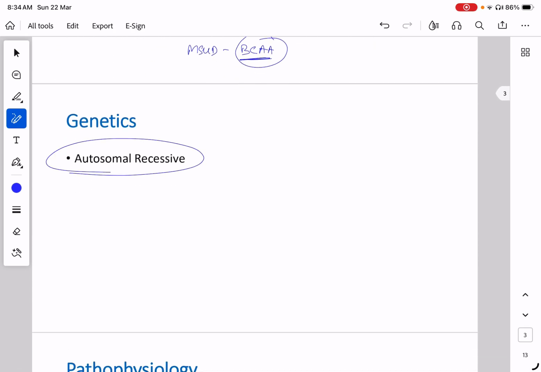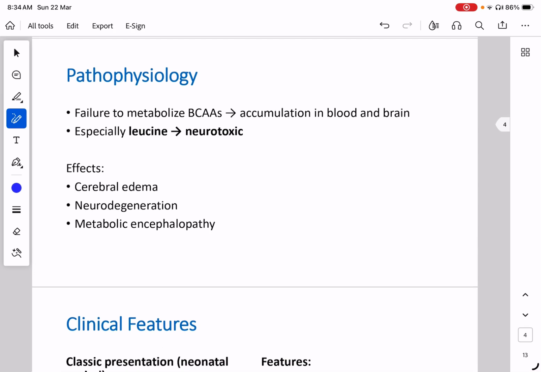Genetics: it is autosomal recessive inheritance, so consanguinity is another important point for this disease. And in a case history, if given in an MCQ question, then you should remember autosomal recessive mode of inheritance. Now coming to the pathophysiology: the failure to metabolize branch chain amino acids because of the defect in the enzyme leads to accumulation in blood and brain, and accumulation of the neurotoxic substance leucine. So leucine is the important neurotoxic substance which is getting accumulated, leading to neurotoxicity. And how does it affect the brain? It leads to cerebral edema, neurodegeneration, and metabolic encephalopathy.